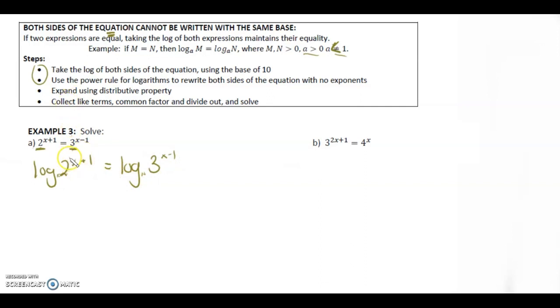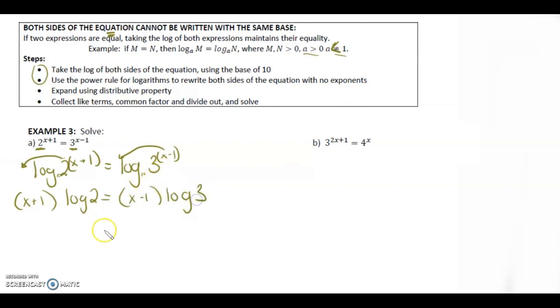And then what I'm going to do is take this power rule and move the x plus 1 in front of the log 2. And I'm going to move this x minus 1 in front of the log 3. What this is going to give us is x plus 1 times log 2, and I'm going to get x minus 1 times log 3. I'm not going to write the base of 10 because it is a given that if we don't write the base, it's by default the base of 10.